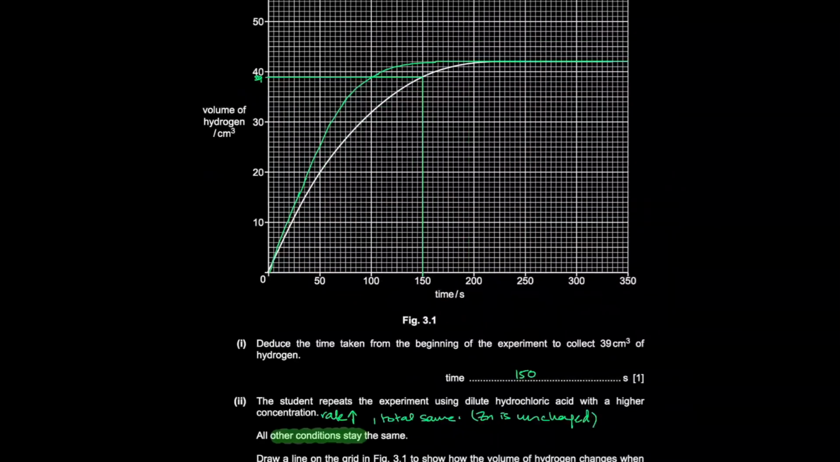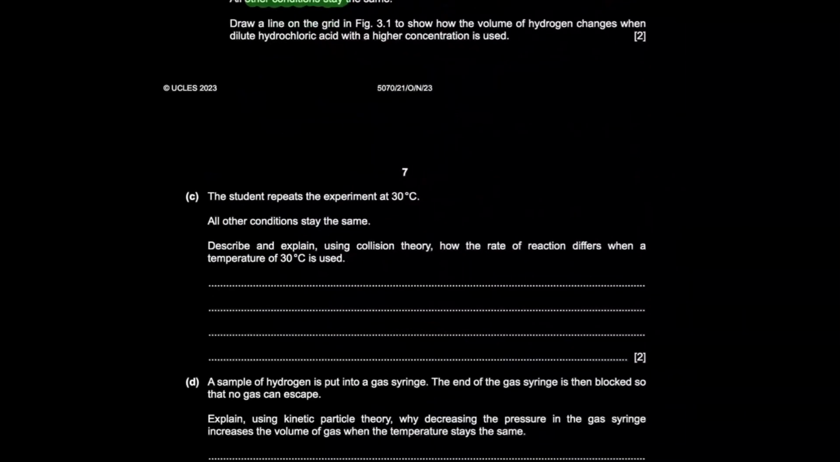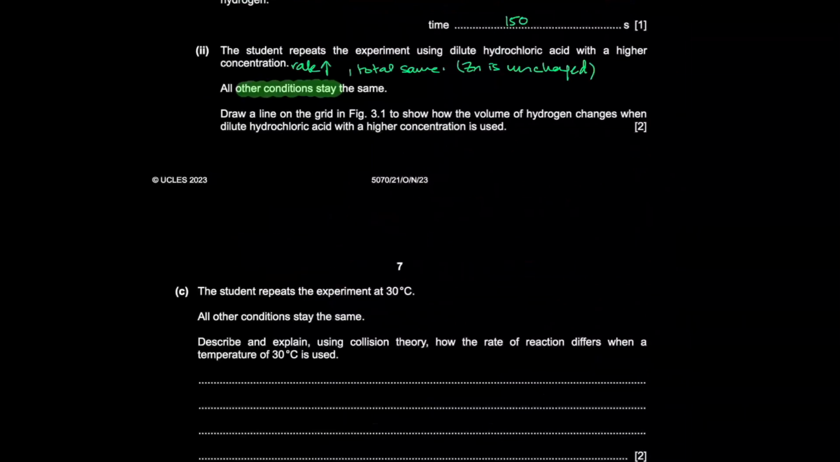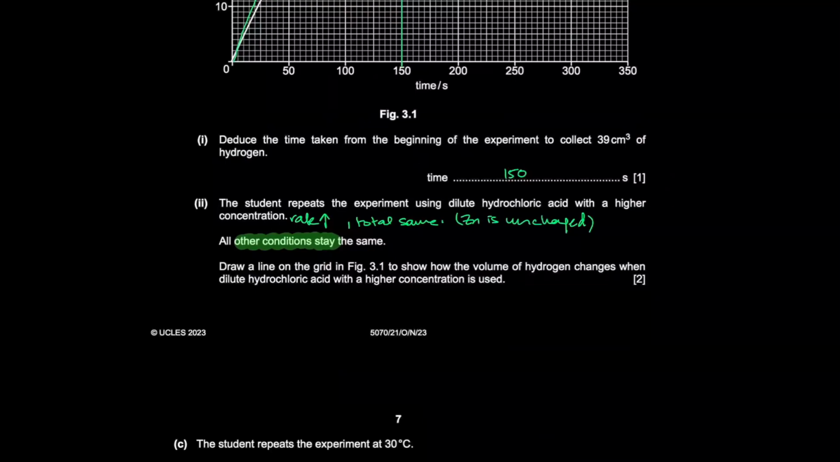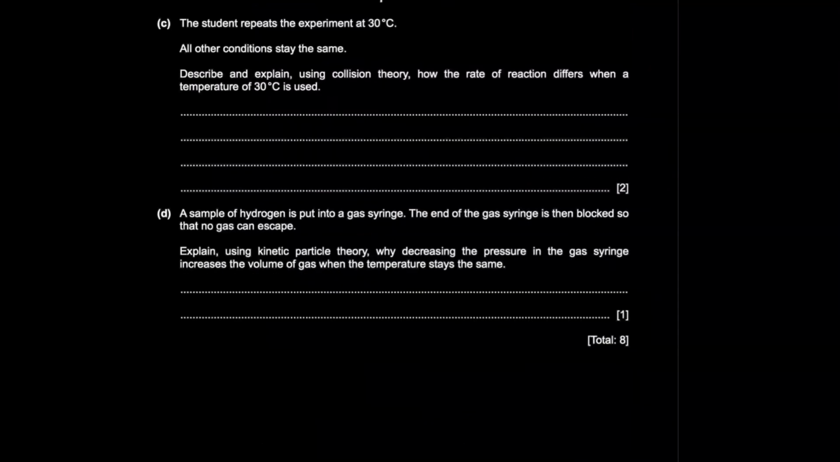The student repeats the experiment at 30 degrees Celsius. All other conditions stay the same. Describe and explain using collision theory how the rate differs when a temperature of 30 degrees Celsius is used. So initially your temperature was 25 degrees Celsius. So you have increased the temperature. If you increase the temperature, the rate of reaction will increase. First, it says how it differs, so just state the effect, right? So the rate increases.